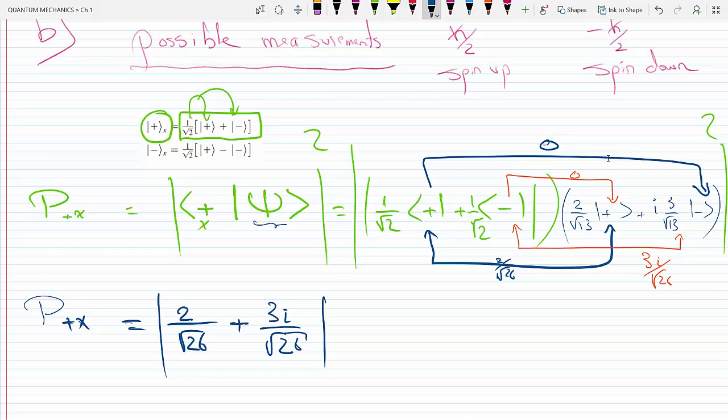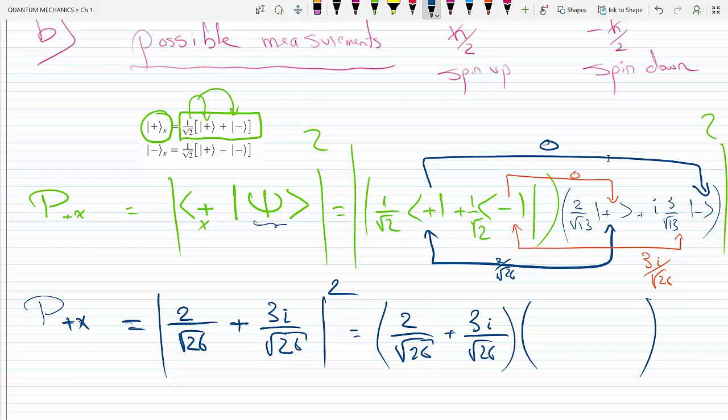And this is supposed to be modulus squared, yeah? So that means it's going to be 2 over root 26 plus 3i over root 26, multiplied by the complex conjugate of this. What's the complex conjugate of this? Just the same with a minus. Exactly. And then just take the difference of two squares, and you get the answer.